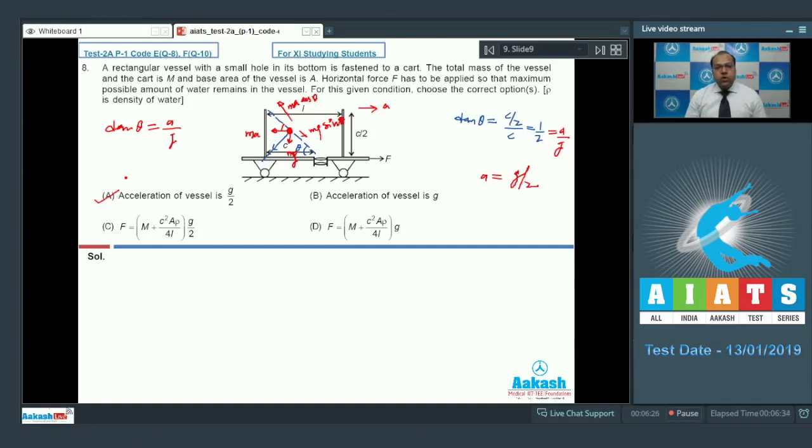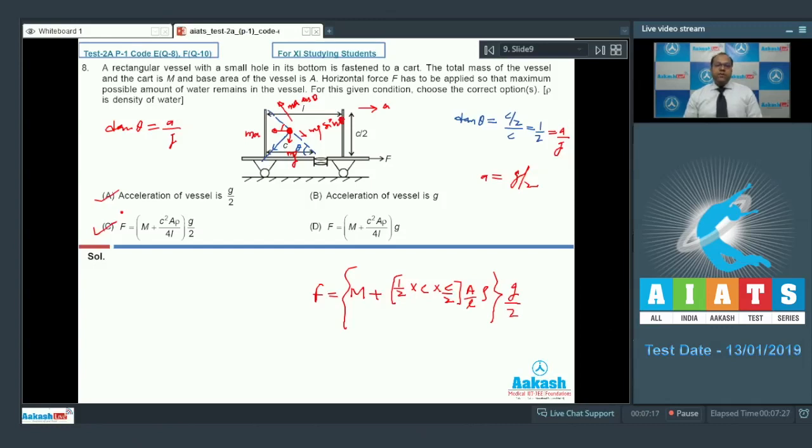Now we have to also find out the horizontal force F. So the horizontal force F is equal to total mass into acceleration. So total mass can be written as capital M plus the mass of this water, which can be written as half into base, that is C, into height, that is C by 2, into inside length, A by L, so that is the volume, into density. So this is the total mass of the system, multiplied by the acceleration, so that is g by 2. So if I solve this, then option C is also correct. So the correct answers for question number 8 are options A and C.